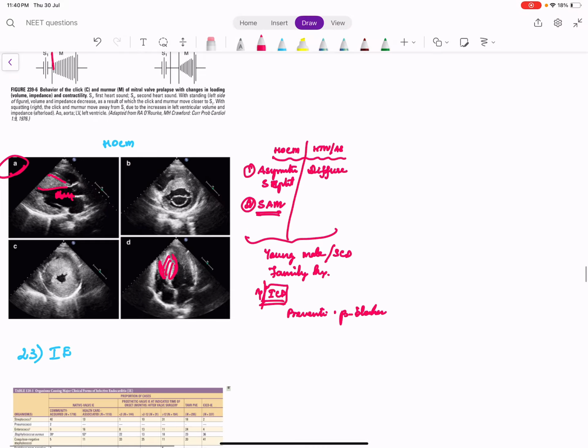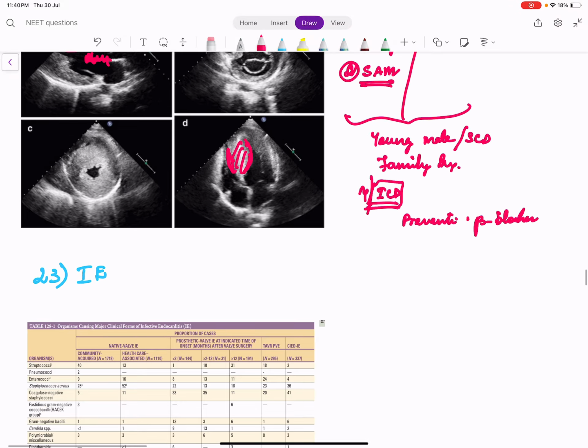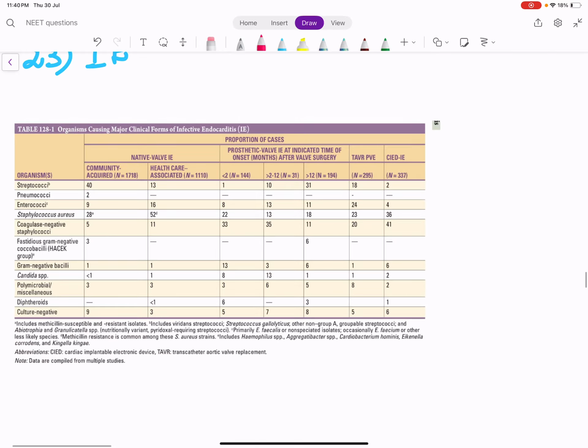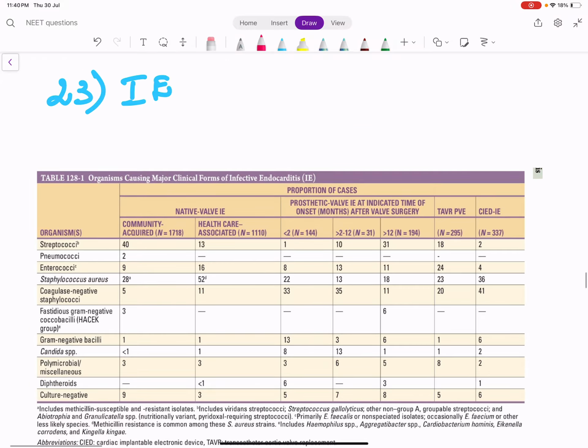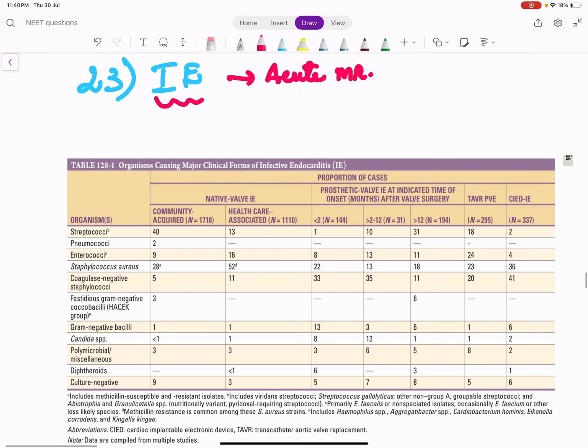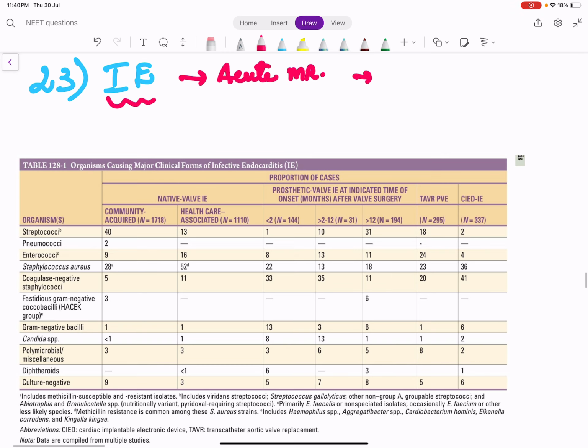Now, we finished the dynamic auscultation discussion of valvular diseases, and coming to two important diseases which we discussed. We told infective endocarditis is one condition which causes acute MR. So just a few important points. Infective endocarditis is nothing but infection of the endothelium or a heart valve.